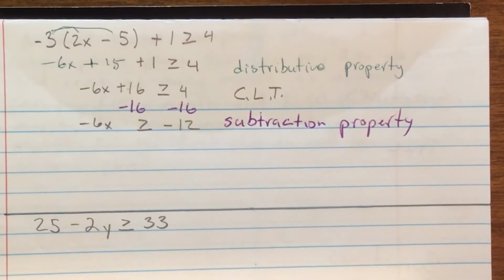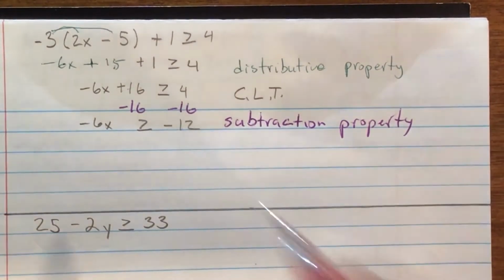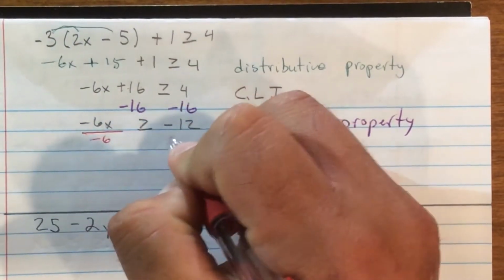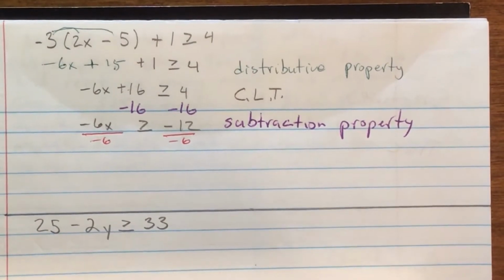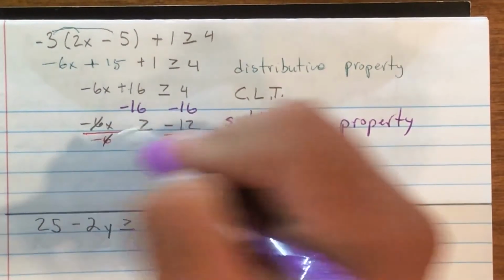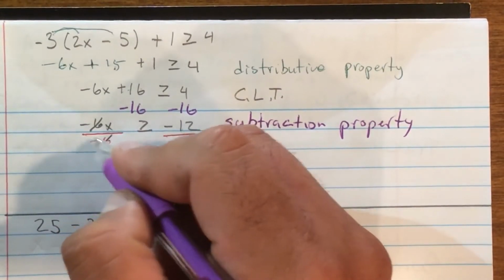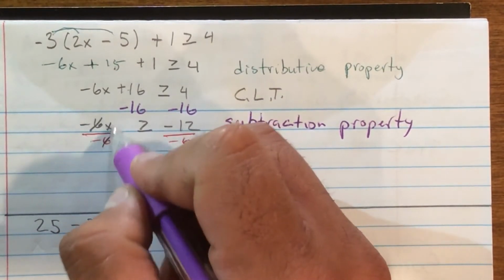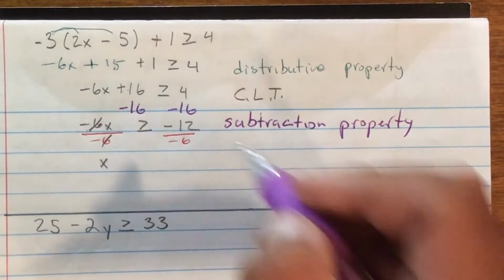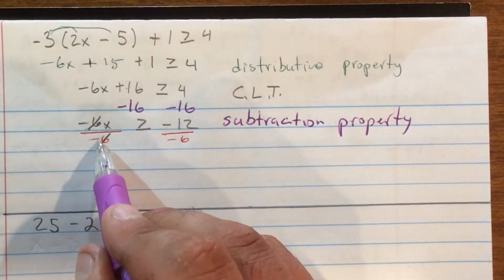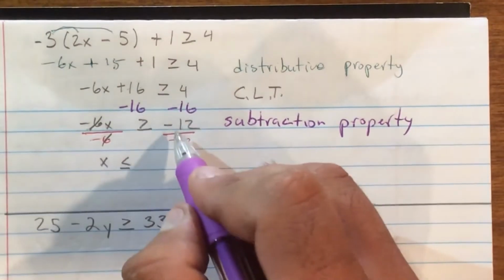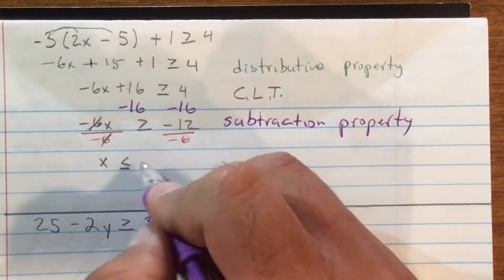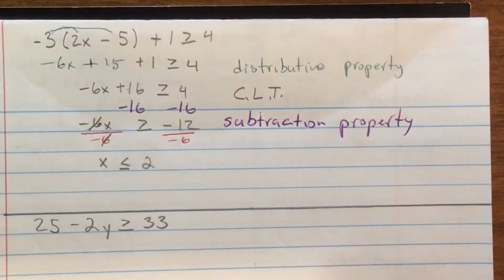Okay, now we can go ahead and do our division property. So we're going to divide by -6 and divide by -6. And when we're doing division, we have two things going on. First, -6 divided by -6 is 1. So 1 times x is x. But because we're dividing by a negative, we have to flip our sign. And -12 divided by -6 is going to be a positive 2. And this is going to be our division property.